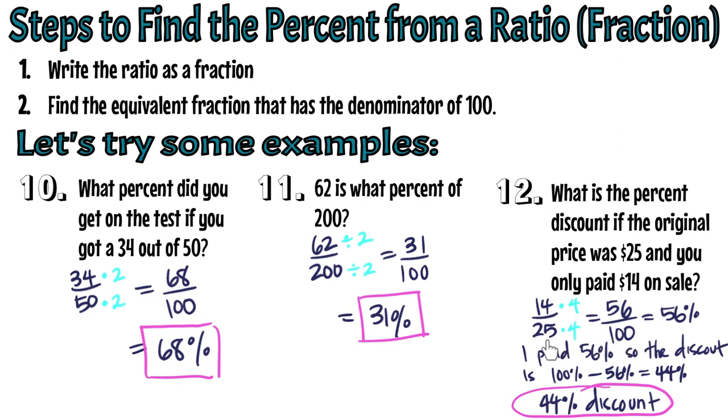So to do this, we take the denominator of the fraction and we want to create 100 from the denominator. So we multiply 25 by 4, which means we have to multiply the numerator by 4. 14 times 4 is equal to 56. So now we have a ratio over 100, which we can rewrite as a percent. So this is the percent that we paid, but the question says, what is the percent discount? So we want to know what the discount is. So therefore we have to subtract the percent that we paid from 100%. That will give us the 44% discount as our answer.